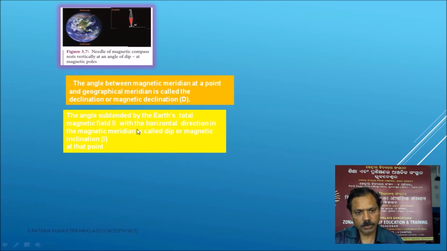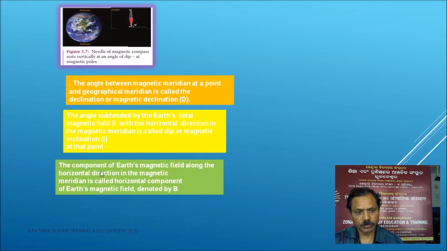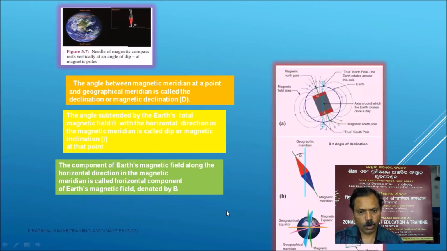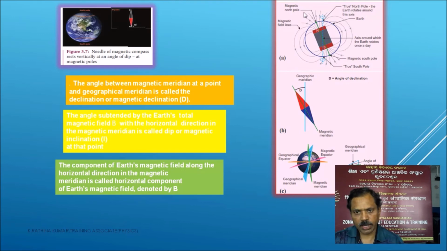The angle subtended by the earth's total magnetic field with the horizontal direction in the magnetic meridian is called the dip or magnetic inclination. The component of the earth's magnetic field along the horizontal in the magnetic meridian is called the horizontal component of the earth's magnetic field, denoted by BH. So this is the same diagram which I explained previously.